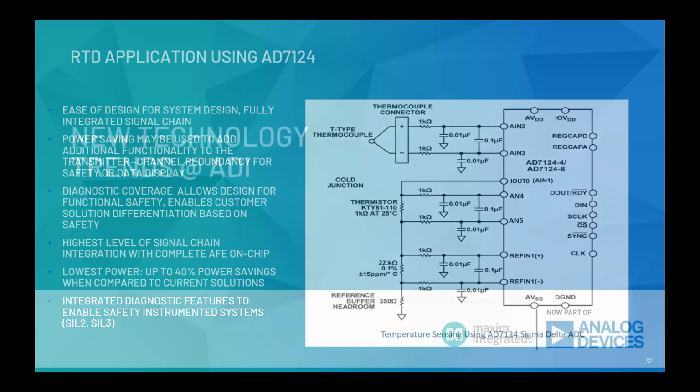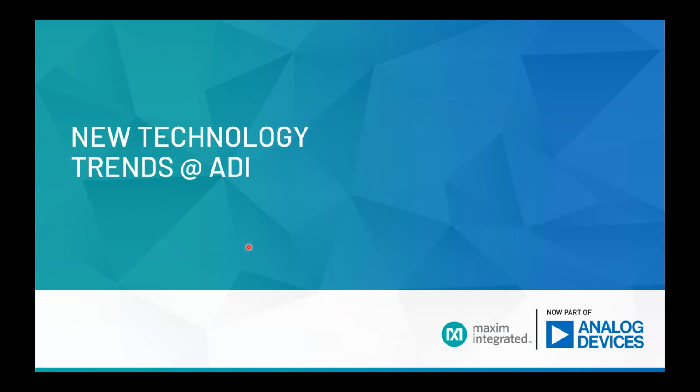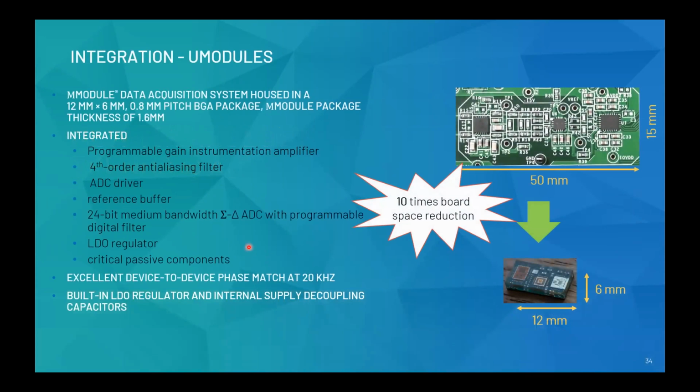Okay, so I have completed the two main architectures, and now I would move on to some new technology trends at ADI that we have been releasing over the past few years. I would take up two tangents, as I call it. The first is integration. In terms of integration, how are we going there, right? We have started something like a micro module, which is a complete data acquisition system housed in a very small single package.